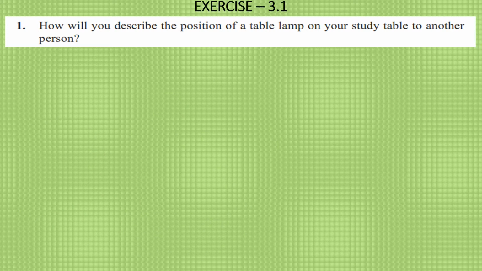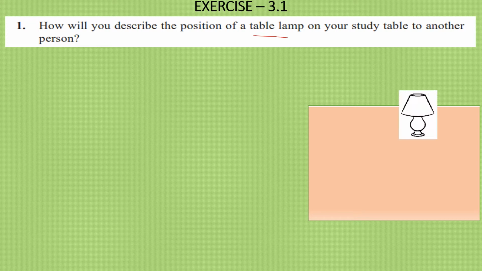Now let's take exercise questions. Exercise 3.1. Question number 1 is, how will you describe the position of a table lamp on your study table to another person? Now in this question, we have a study table and we have a table lamp on it. Now we want to describe its position to somebody else.